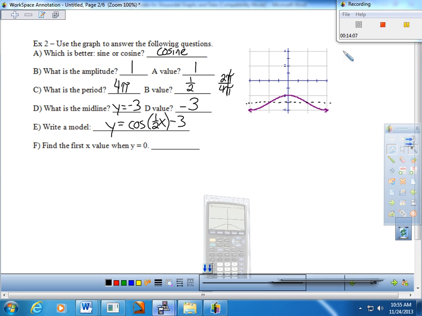Good. Letter F. Find the first x value when y is 0. So in this case, I'm giving you the value of the dependent variable. Y is 0. Not sure if you've noticed it just yet, but here is where I would get a y value of 0. In this sinusoidal wave, as it just keeps going up and down and up and down, am I ever going to get a y value of 0? No, doesn't look like it.